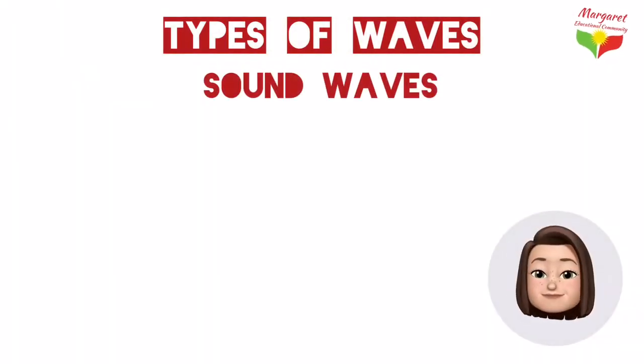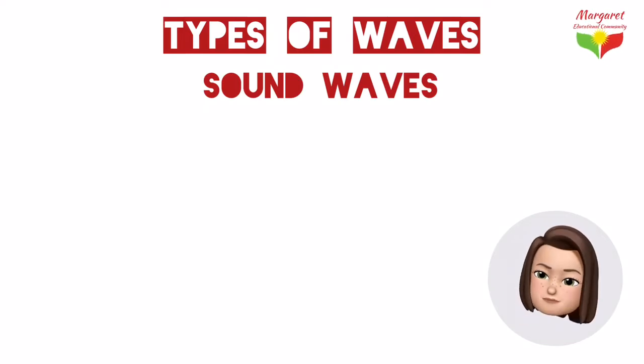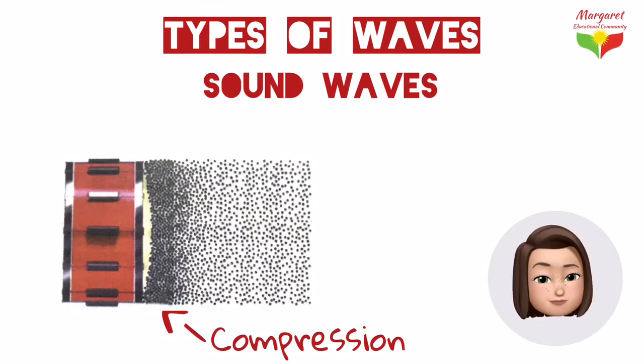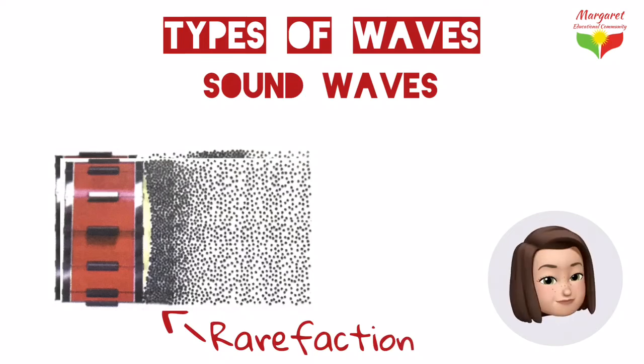Now, sound waves. They travel by compression and rarefaction of air particles, as shown in this picture. When the drum head moves out after being hit, a compression is created in the air particles. When the drum head moves back in, a rarefaction is created.